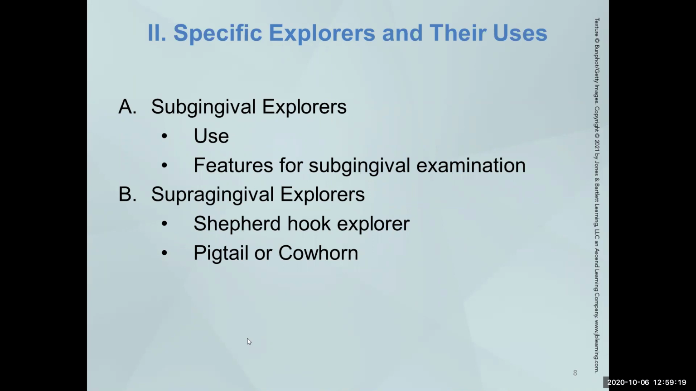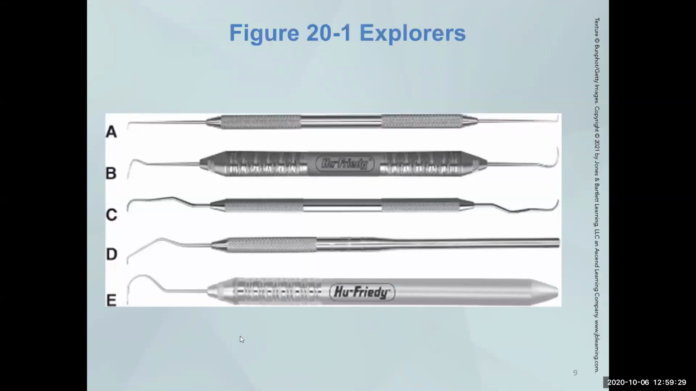You should have these known so that if we say the shepherd's hook, you know which one we're talking about, or if we say the 23, you know what we're talking about. Different explorers. Shepherd's hook. This is a single-ended, number 17. The one you have has both of these. So the shepherd's hook here is for detecting caries. This is for calculus detection subgingivally on the straight facial, straight lingual, as well as anterior.